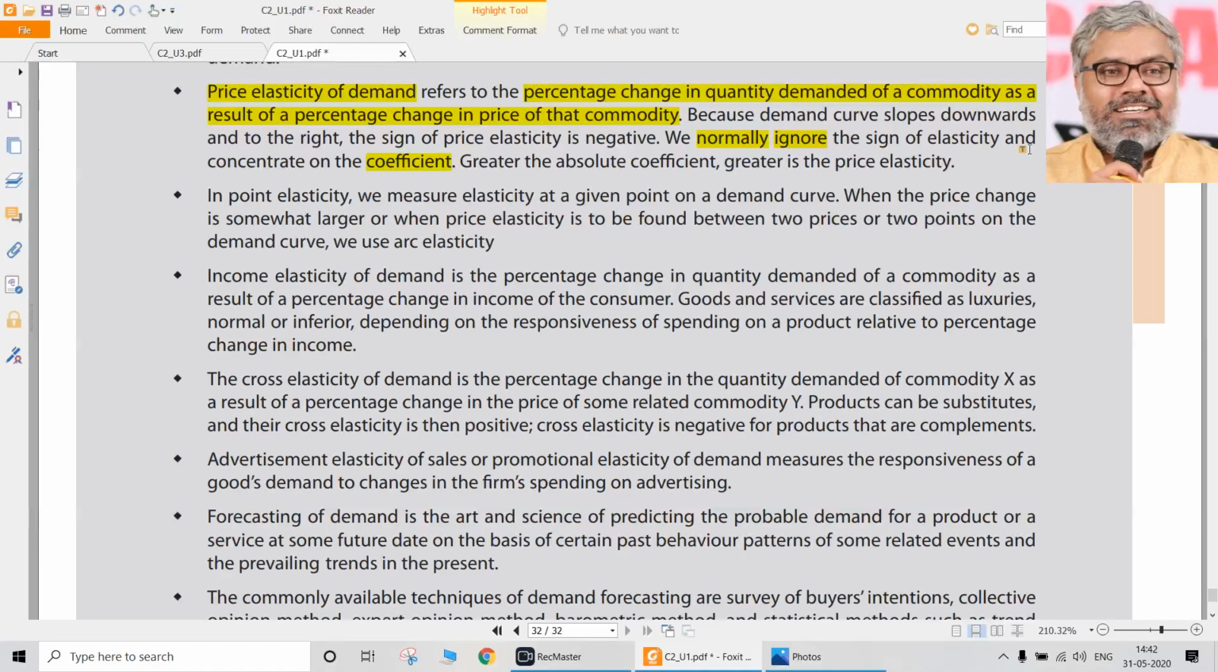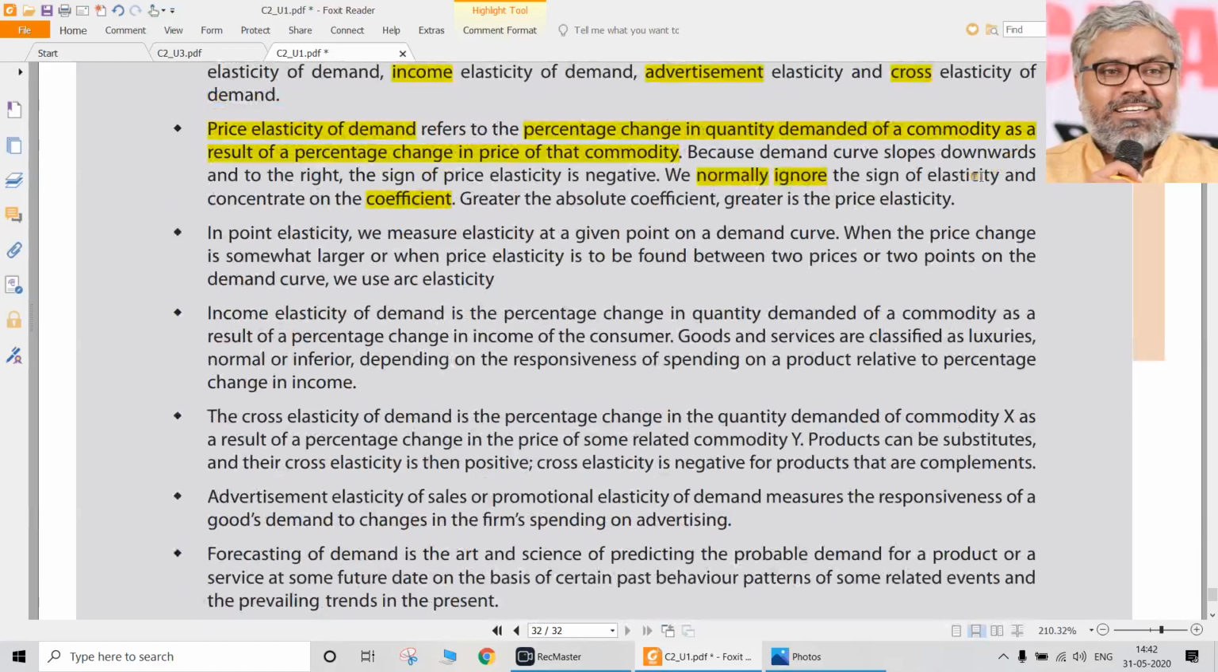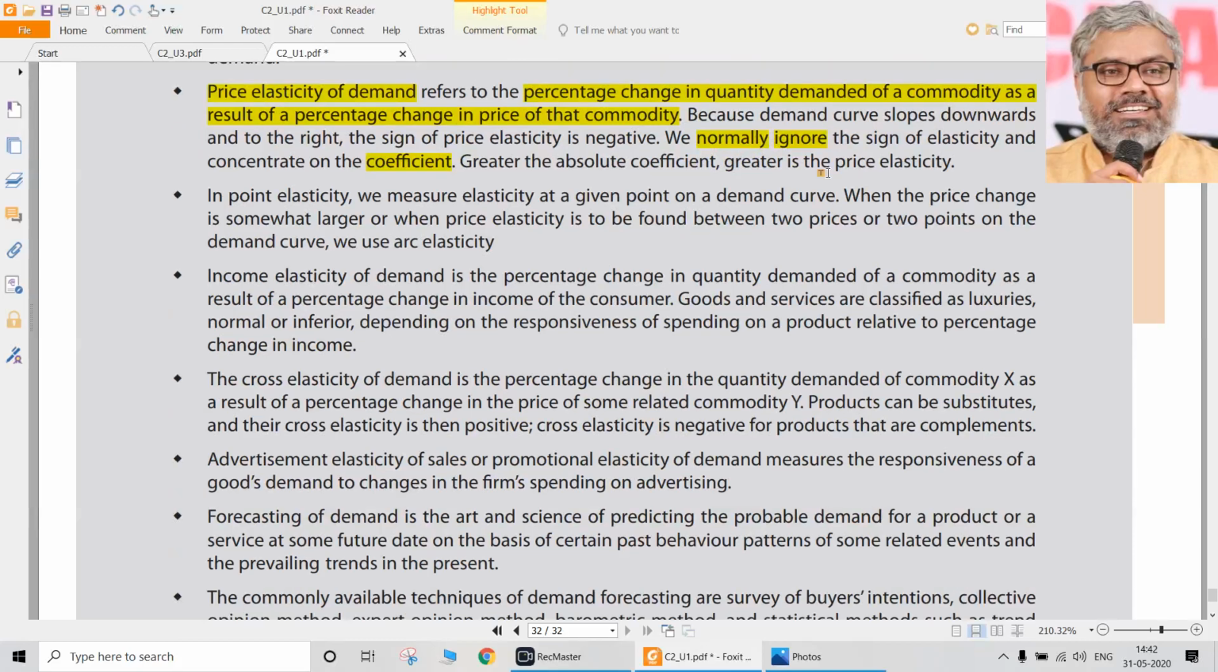Again, the point is, ICAI is testing us. We are not testing ICAI on whether this is a correct treatment or not. But if it says it has to be ignored, let it be ignored. If the sign of the price elasticity has to be ignored, let it be ignored. It is not going to have a huge impact on our understanding. It should not have.